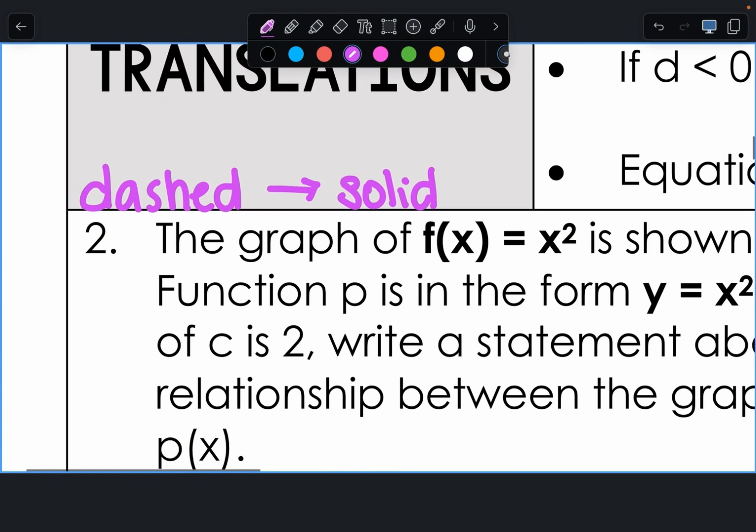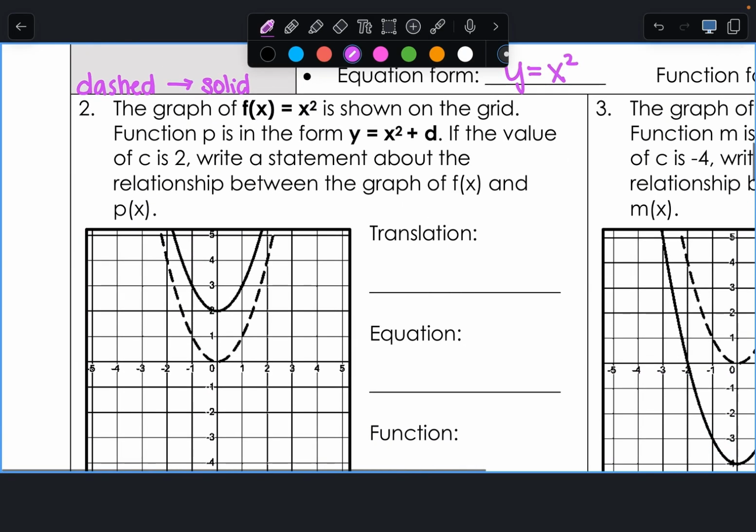So, the graph of f of x is equal to x squared. That's your parent function. That's your dashed line, right? And it is shown on the grid. Now, the function p is in the form of x squared plus d. It should be d. I think it's d on your paper, right? Did I fix it on your paper? Okay. If the value of d is 2, write a statement about the relationship.